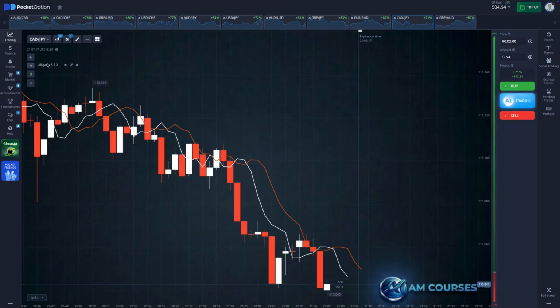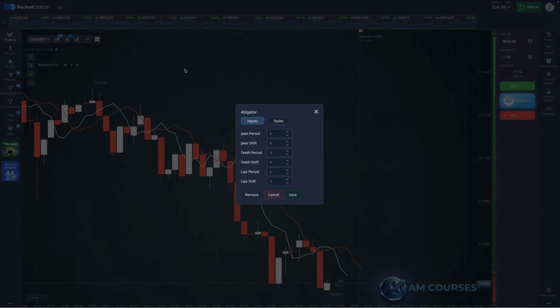First, open your alligator indicator. Now here's where we make the change. The default settings are 13, 8, and 5. Those were built for daily and hourly charts. We're on a 30-second chart, so we need to compress the math aggressively. Change jaws to 5, teeth to 3, and lips to 2.